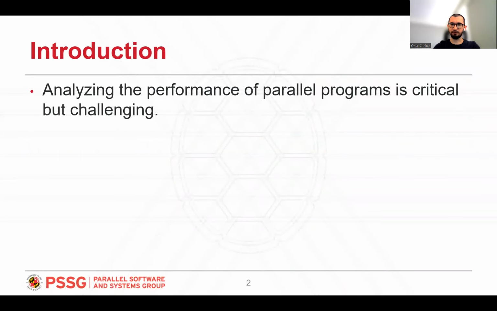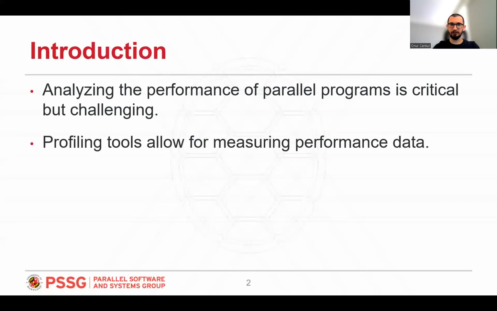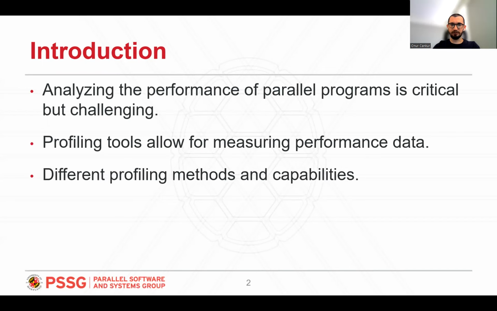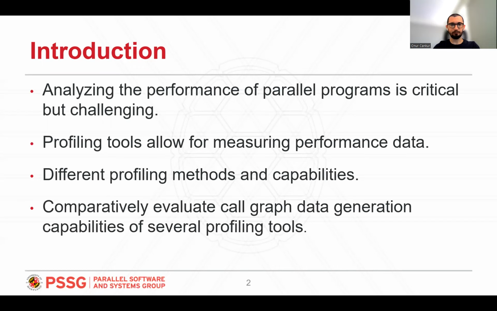Analyzing the performance of parallel programs is critical to obtaining high efficiency in HPC architectures, but it's a challenging task due to the complexity. There are many profiling tools that allow for measuring and analyzing performance data. However, they differ in their profiling methods and capabilities. In this paper, we evaluate the call graph data generation capabilities of several profiling tools.